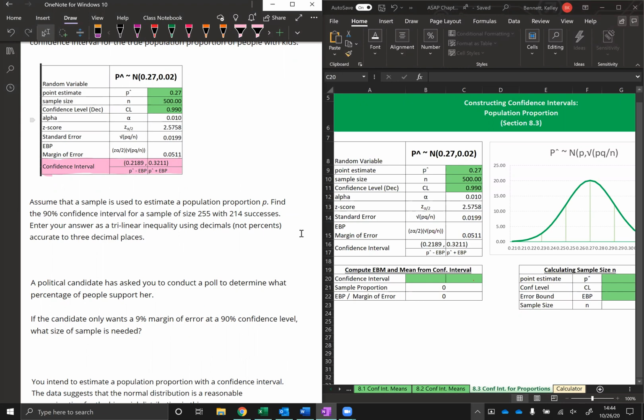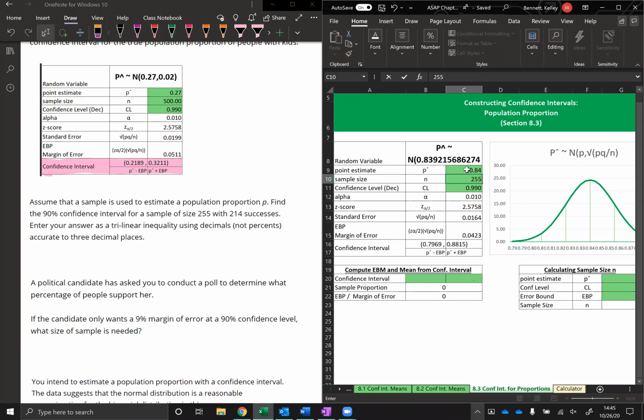So again, I'm not given p hat explicitly, but I am given that 255 people were asked, and 214 said yes. So as a proportion, that's 214 divided by 255. My sample size is 255. And my confidence level is 90%. So I can see here that my confidence interval is from 0.8014 to 0.8771.